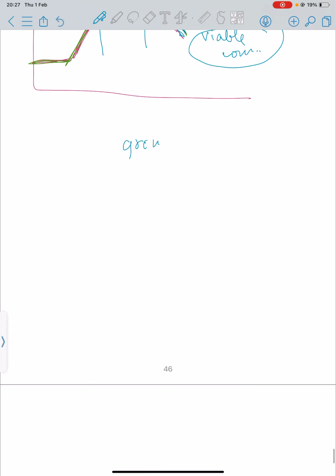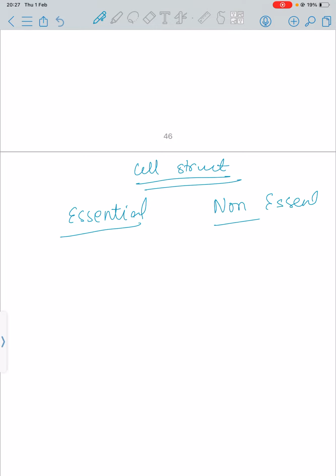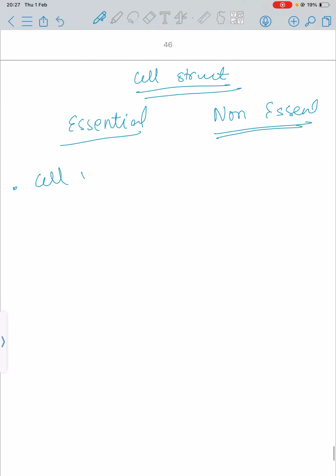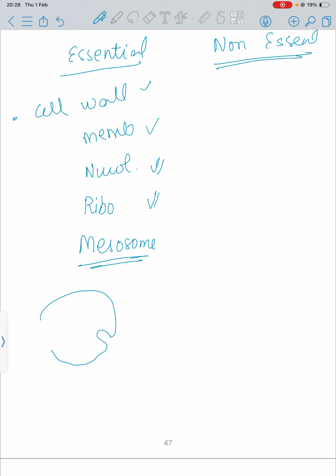So growth and multiplication are done. Now I'd like to explain something. Cell structures, we discussed yesterday. Now I'll just mention the essential and non-essential structures, just a rough mention. What do you think are essential structures? Cell wall, definitely. Membrane, definitely. Then nucleoid, definitely. Then ribosome, definitely. And one more, mesosome. What is mesosome? Mesosome is an invagination which helps in transport.